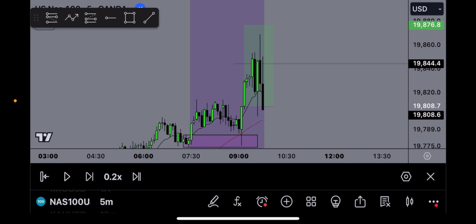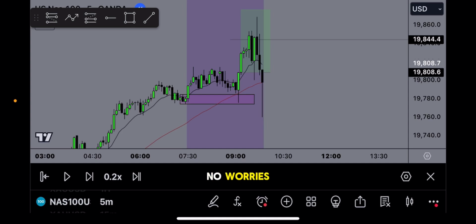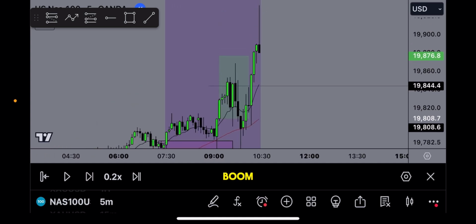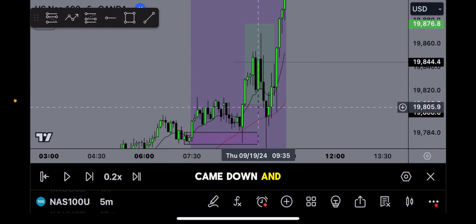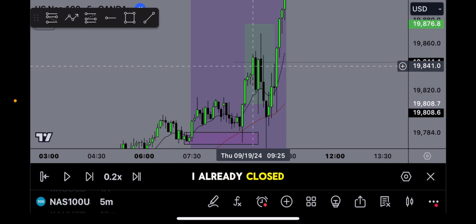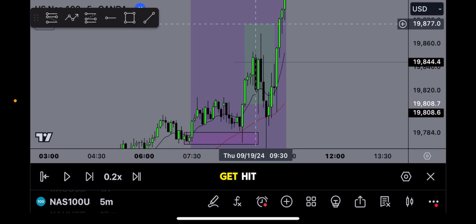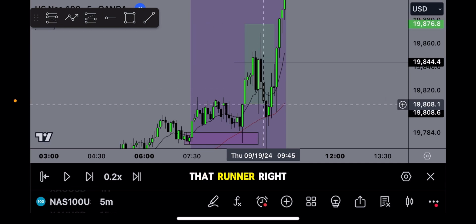Then what happened? Clapped out again, no worries. Boom. So this is what would have happened. Price would have came down and hit my break even, and I would have got out of this trade risk-free. I would have not taken a loss because I already closed out partials, and the runner that I was leaving for TP2 to get hit, it just hit at break even. So I didn't lose no money on that runner, right?